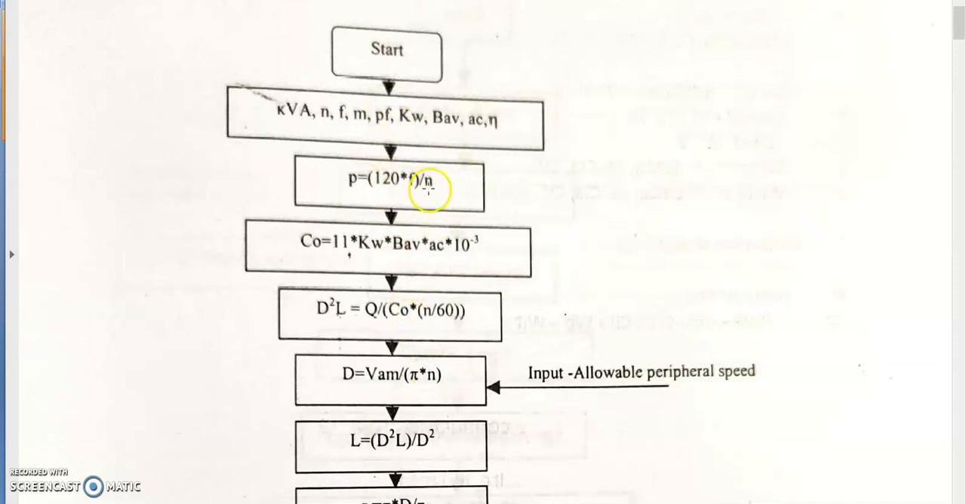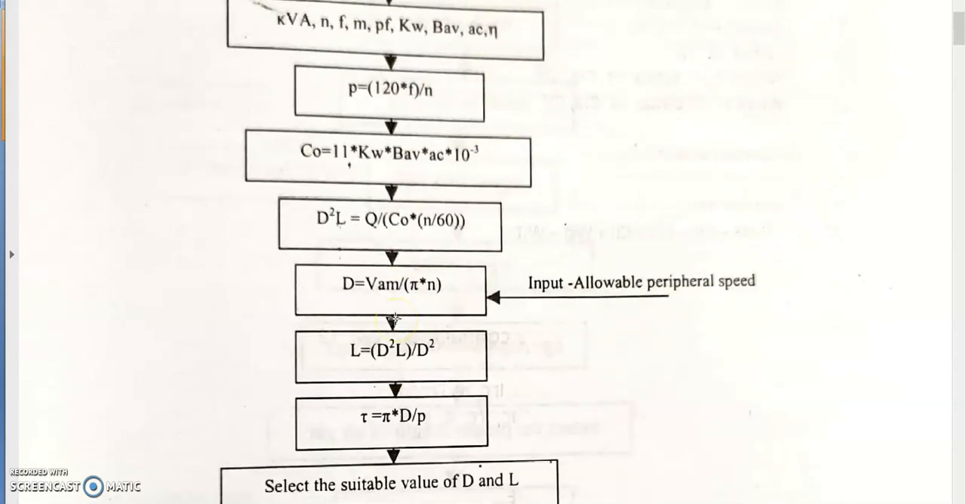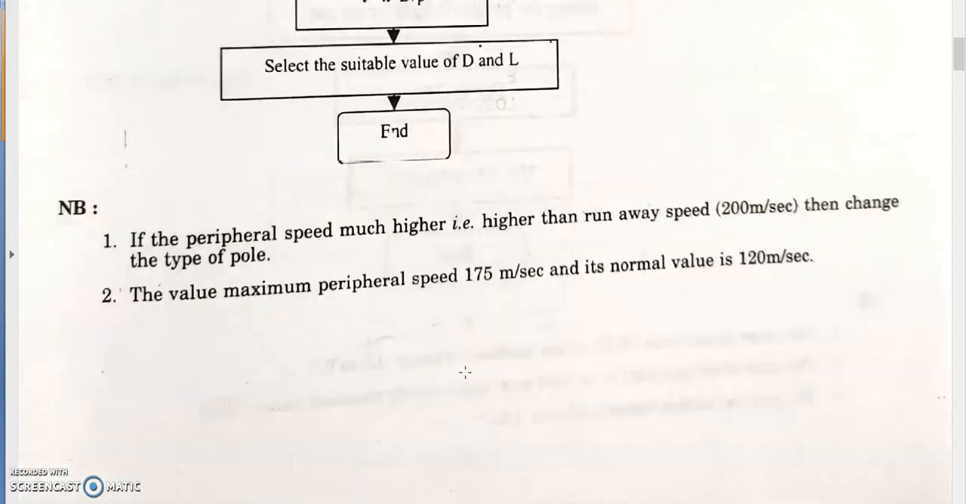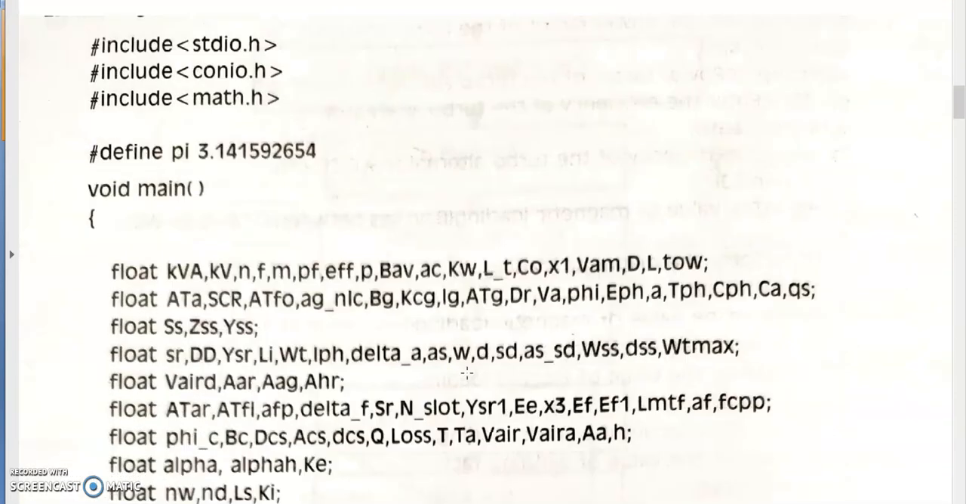First we get the input, and then we write the sequence of steps we are going to write in the program. So now I will show you the program. See here, this is the C program written to calculate the main dimensions D and L of the synchronous machine. These are the conventional headers that we include: stdio.h, conio.h and math.h. And we are defining the pi value as 3.14.